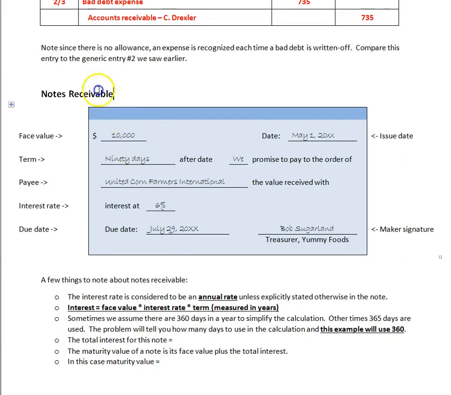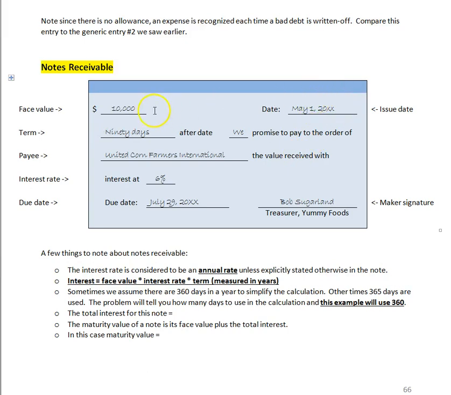Alright, moving on to the other subject we're covering today. So now we're out of AR, we're into notes receivable. So we see an example of a note. This looks a lot like a check if you're used to seeing a check, but let's see, we have something called the face value. It could also be called principal, so face value or principal.